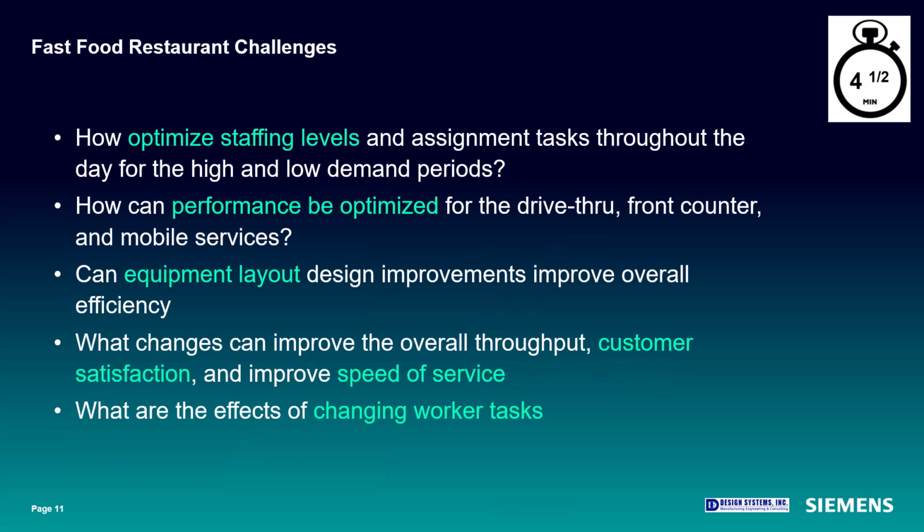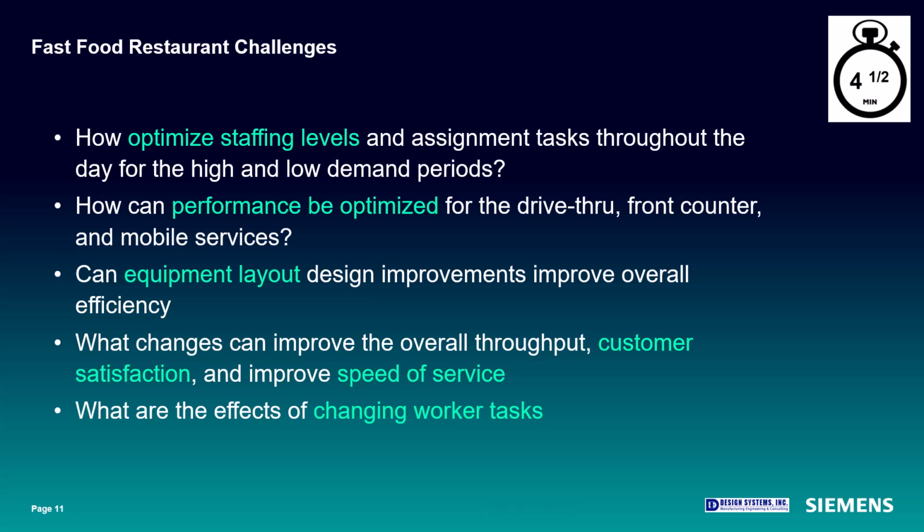So let's take a look at some of the challenges facing restaurants today. First is optimizing staffing levels. As we all know, throughout the day, you've got your high demand periods, breakfast, lunch, dinner, and then in between, maybe lower demand. So how do you optimize the staffing levels throughout the day? Next, how can you optimize performance, whether your customer is coming through the drive-thru, the front counter, or utilizing mobile services?